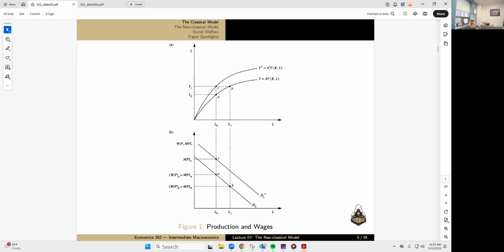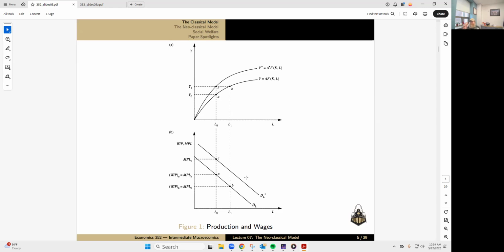So here we see that A has increased, and because A increased, we now have a higher production function. Then the question comes to us: what is this going to do to the macroeconomy? Well, the classical model argues that if there's an increase in total factor productivity, this is going to correspond to an increase in the demand for labor, right? As the economy becomes more productive, we expect there to be higher demand for labor as a result.